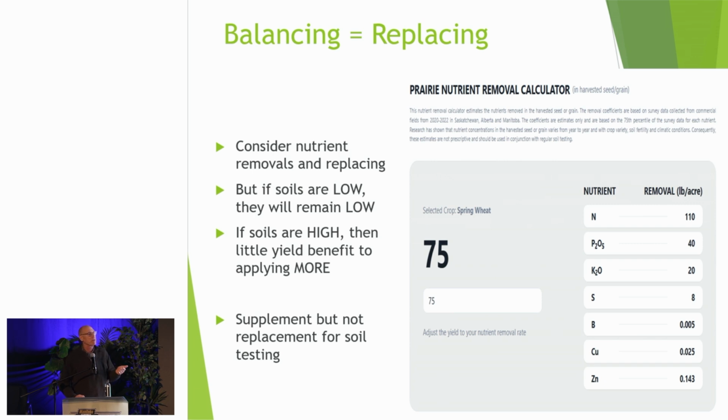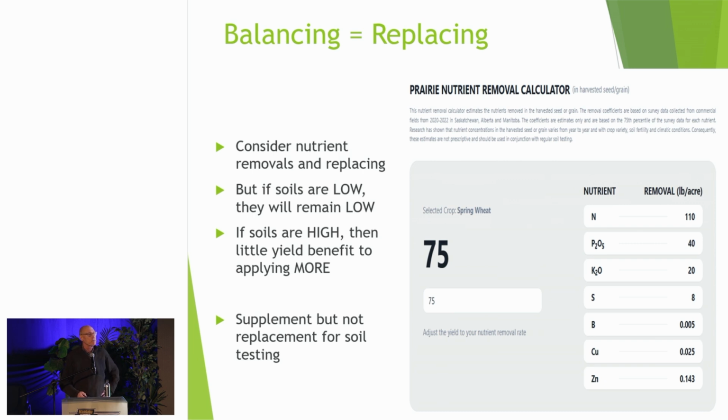But this is something that many of us across the prairies, Saskatchewan, Alberta, and Manitoba, in conjunction with nutrient staff and some of the associations, did. We collected hundreds of grain samples for about 14 different crops across the prairies. Let me try the pointer here. And in this case, it's spring wheat. You set the yield, 75 bushels per acre, and it will put out the typical removal amounts of the nutrients.